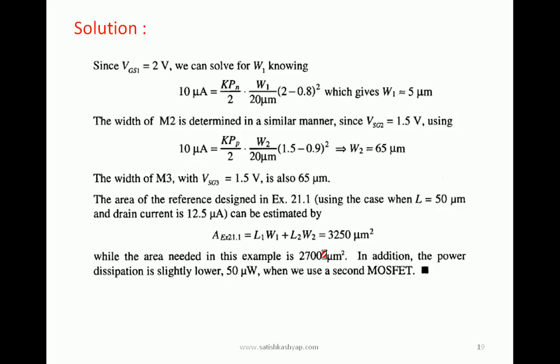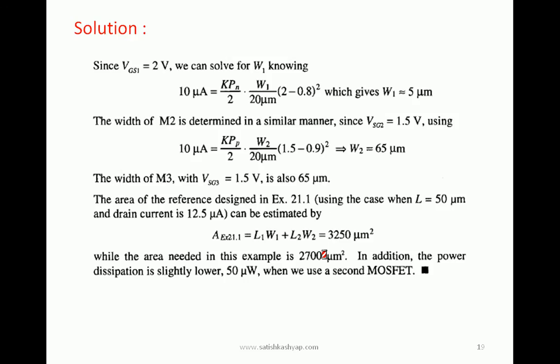Now, how to calculate the area? Area depends on how many transistors you have, and how much area each transistor has. Area is nothing but channel area, that is L into W. This is the area of reference defined in the previous example. The previous example consisted of only two MOSFETs, that is the MOSFET-only voltage divider, consisting of two transistors. So the area of that one is L1 W1 plus L2 W2. But here we have to consider three transistors: L1 W1 plus L2 W2 plus L3 W3, with L given as 50 micrometers, and the W1, W2, W3 values substituted. W1 is 5 micrometers, W2 is 65, and W3 is also 65 micrometers. Then you will get the area as 2700 micrometers square.